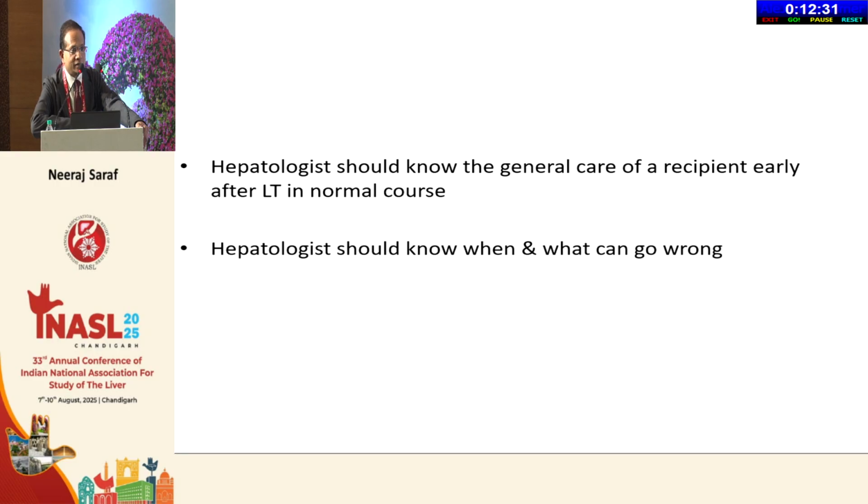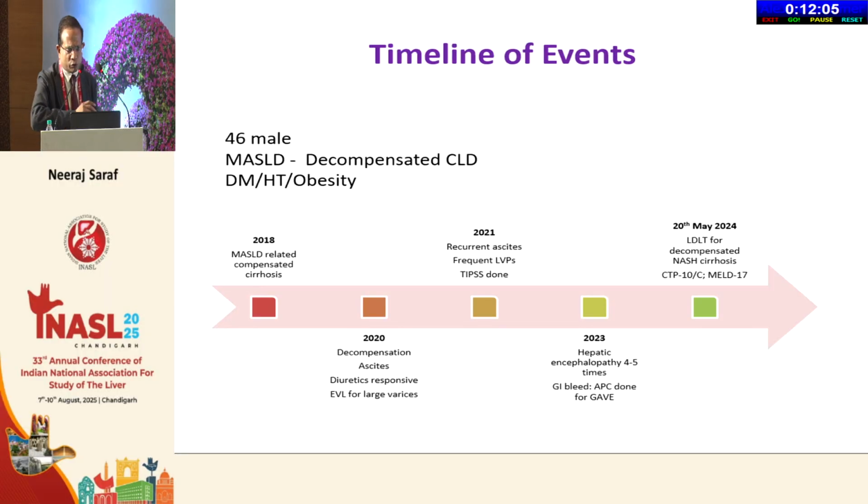The hepatologist should know the general care of a recipient early after liver transplant in a normal course. So what happens to a recipient, what are the timelines, immunosuppression, etc. And a hepatologist should know when and what can go wrong. So we'll discuss some of those in the immediate period. The immediate period is not really defined, but I'm going to take it as about 4 weeks from transplant. So I'll run through a case and I'll discuss what a hepatologist should know and what are the problems which we face.